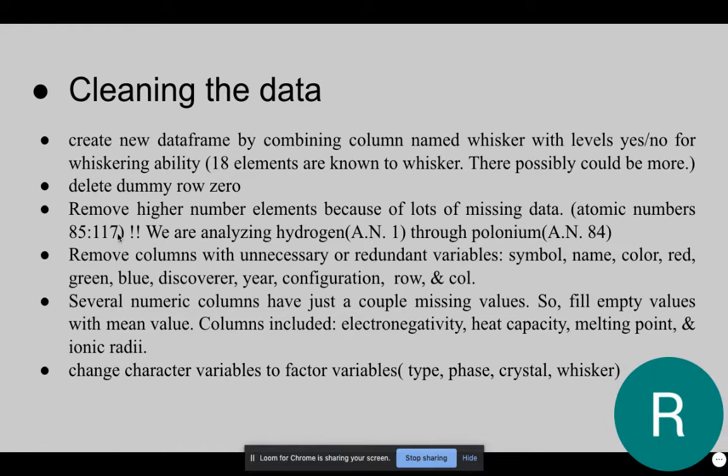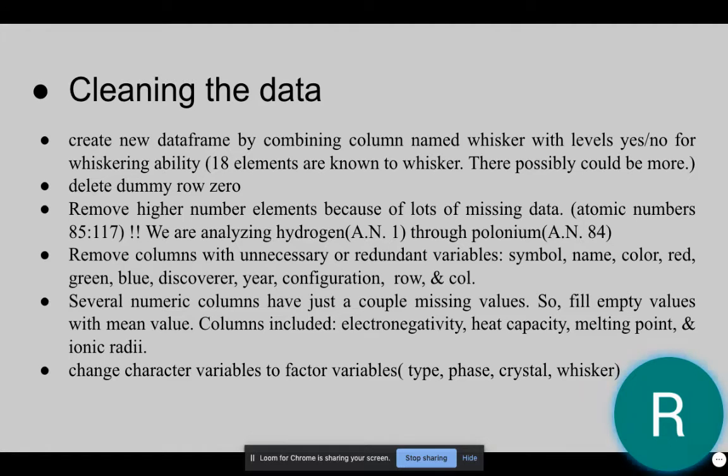It would have been nice to look at atomic numbers 85 through 117 also, but the thing about the higher number elements is there's just not that much data available on them. It's kind of sparse, not as many people study the higher number elements, and they're dangerous and heavy, so we're just studying atomic numbers 1 through 84.